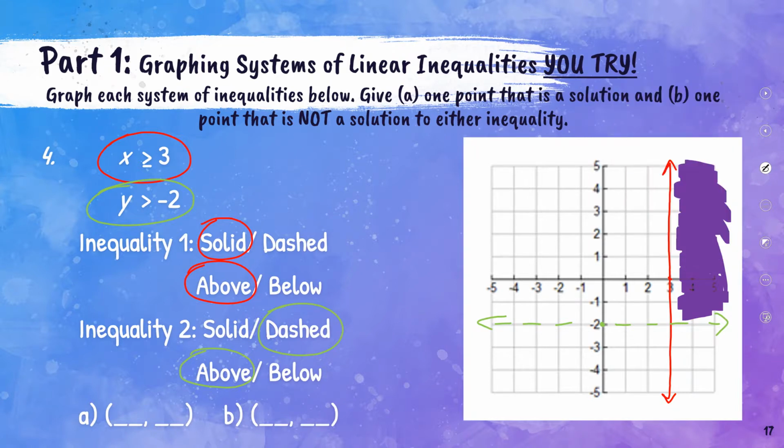Now let's find a point that satisfies this inequality. So let's say I take the point 4, 1. This is a solution to the system of inequalities. Something that would not be a solution to the system of inequalities, for example, would be 2, -3, because it does not lie within our shaded region.